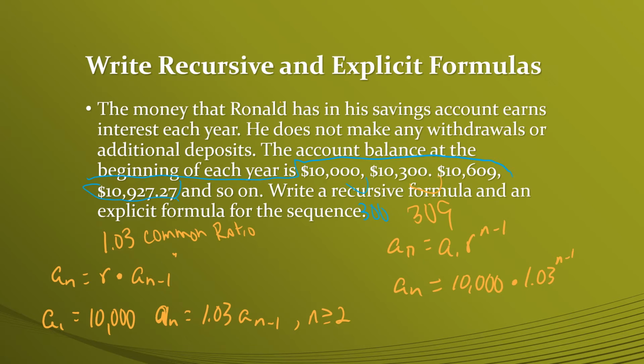And there we go. We have written recursive and explicit formulas for this scenario, given Ronald and his $10,000 and his annual interest earnings, not compounded. The compounding would put a little twist on it. And we've written recursive formulas and explicit formulas for this sequence. I love it.